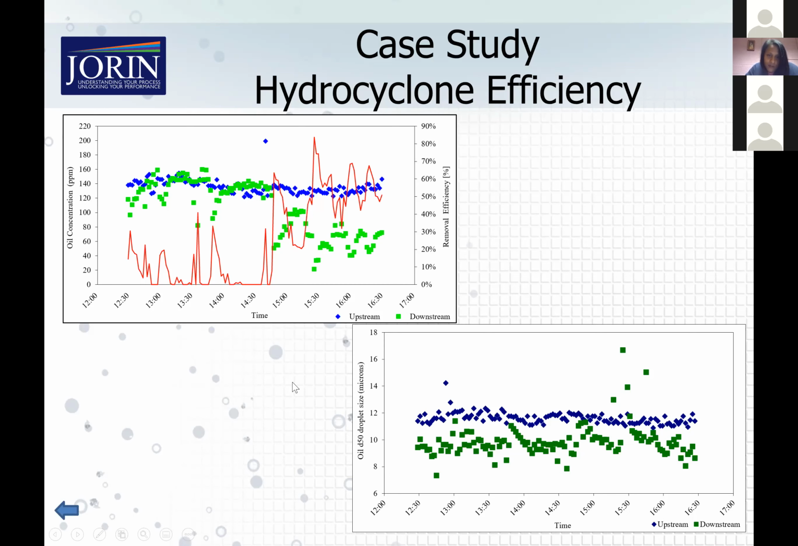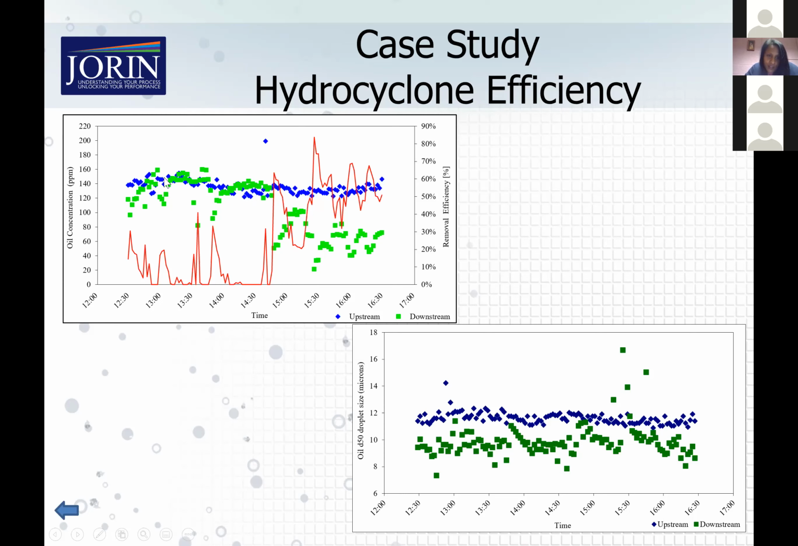A customer was having issues with a recently installed hydrocyclone. Basically, it wasn't really doing too much. They were kind of worried they'd spent all this money buying a hydrocyclone and it wasn't actually performing how they expected. So we sent 2 MZs. We connected them to run simultaneously across the hydrocyclone.